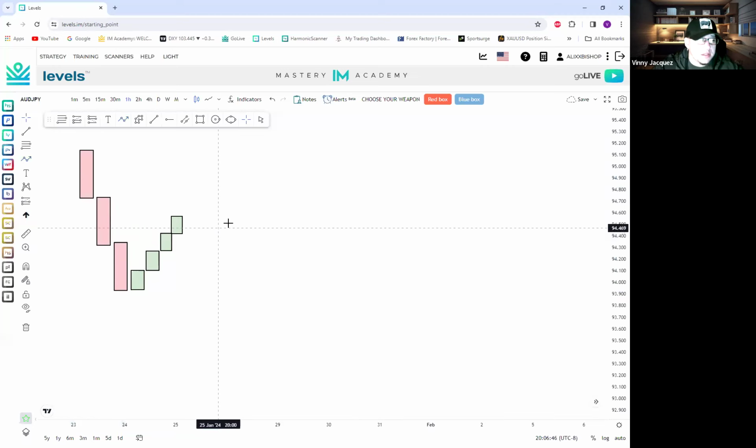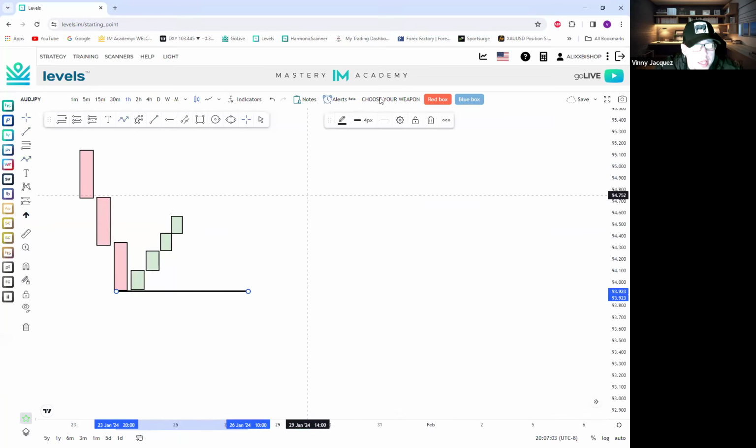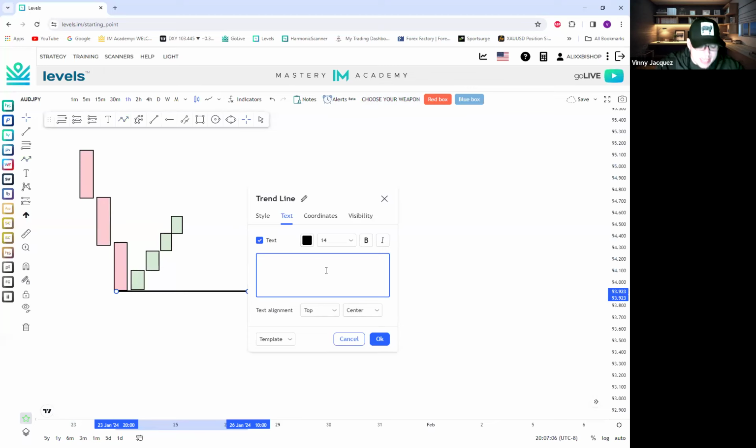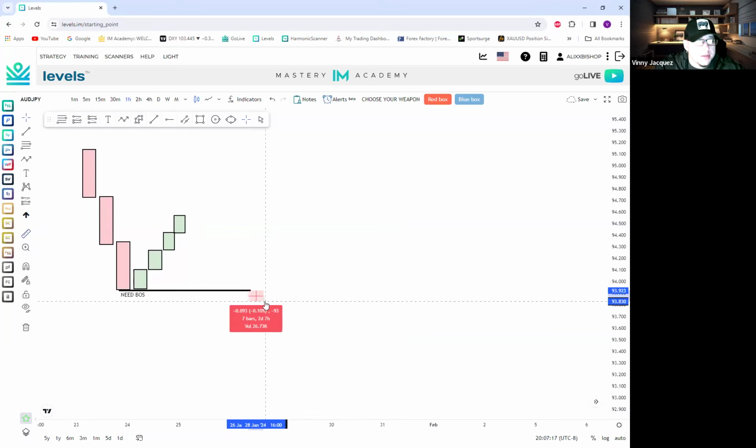To continue trend, we need to break this low. Whether you guys like to put lines here, that's totally up to you. Right, for the visual, so you can know and understand for yourself on your markups, guys, you can have this and be like, okay, I know market is in a downtrending market. I need a BOS right here to continue trend. You can put this right here: need BOS to continue trend.